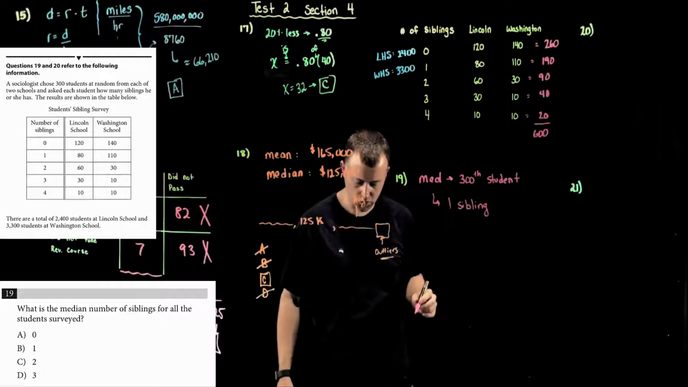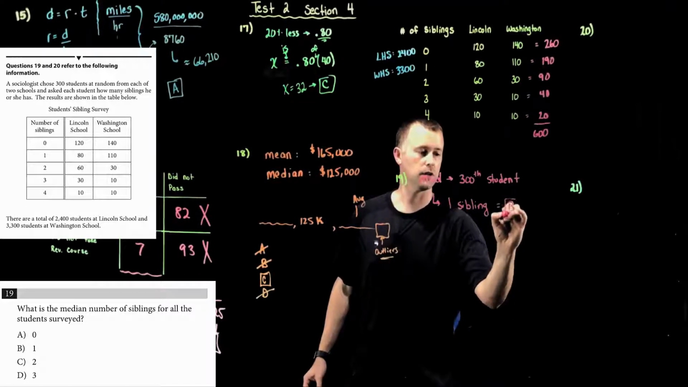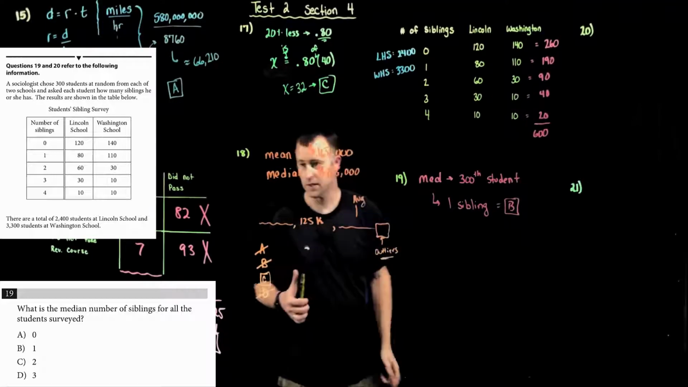And that is the answer for number 19. So that's going to be B. My 300th student has one sibling, and B matches that. So that's going to be, again, 19.